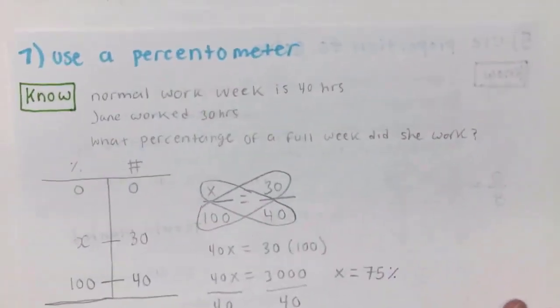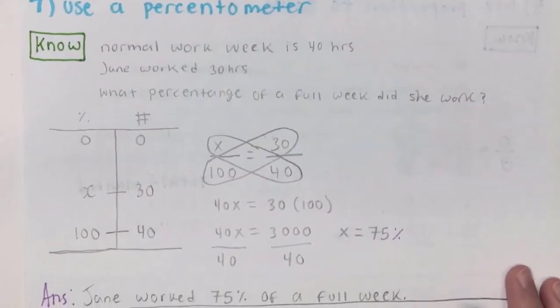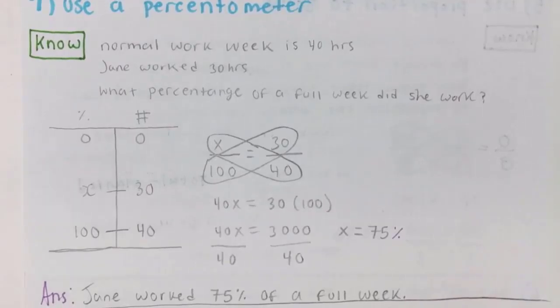So the next question says, use a percentometer to determine the following. A normal work week is 40 hours. Last week, Jane worked 30 hours. What percent of a full week did she work?